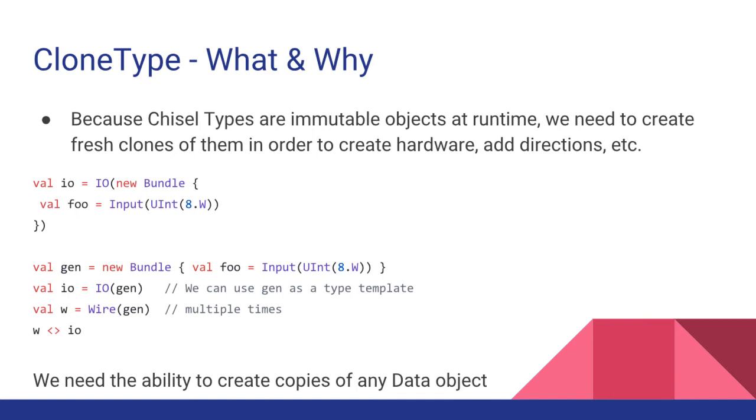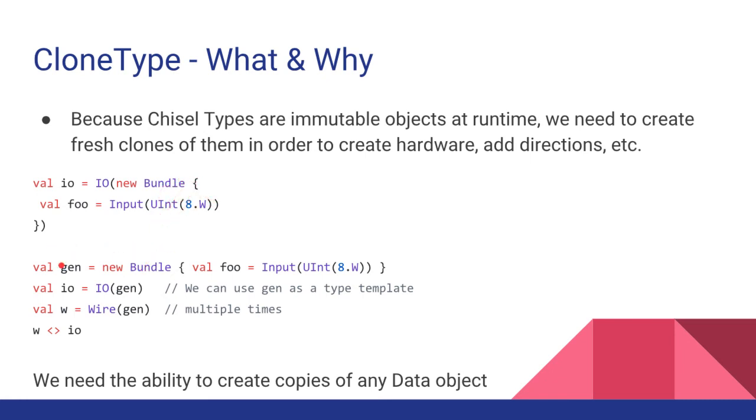What and why? Chisel types are immutable objects at runtime, and that makes it sound like a restriction, but this is an intentional design decision. We need to be able to create fresh clones of them in order to create hardware or add a direction. Looking at val io = new Bundle, in here I have UInt(8.W). Now UInt(8.W), like I mentioned, is the abstract notion of an 8-bit UInt. But I also need the ability to add the direction input to that. So I can't mutate this object, because if I mutate down here below, you'll see why it wouldn't work.